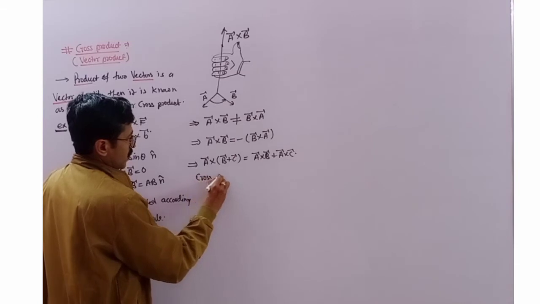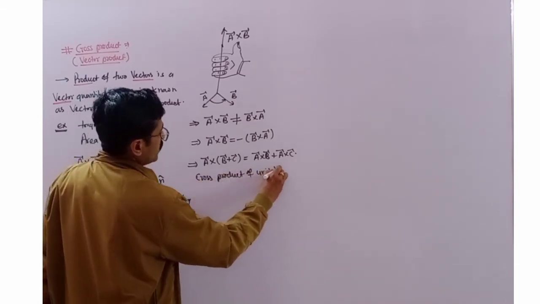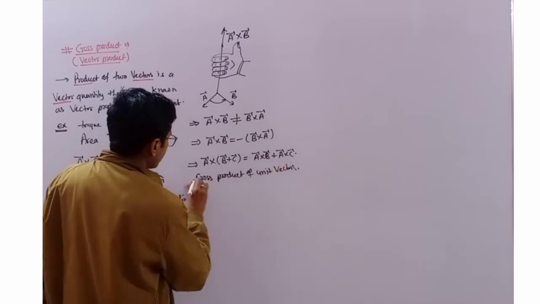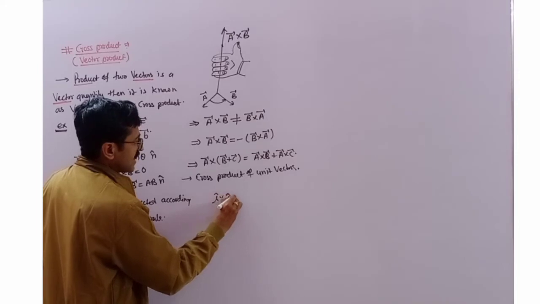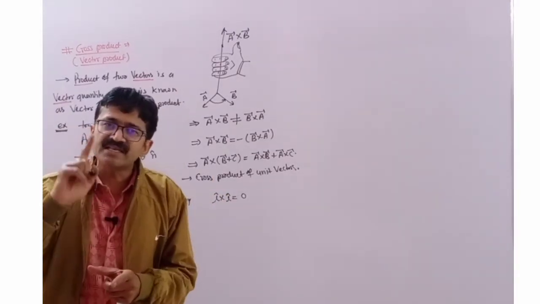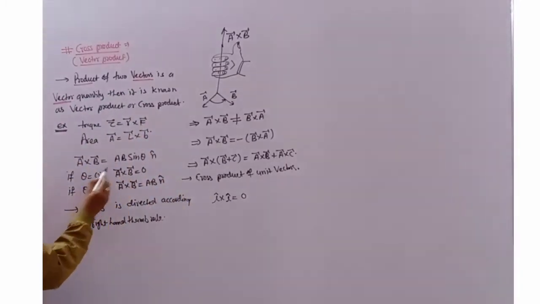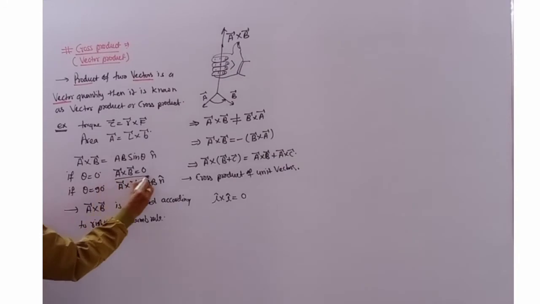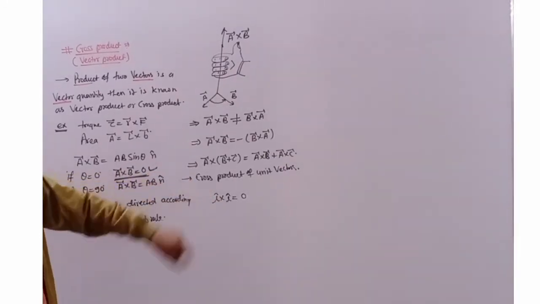Cross product of unit vectors. In the case of unit vectors, cross product will be like this. I cross I will be 0 because I and I both are in the same direction. So theta will be 0, and whenever theta is 0, I have told you A cross B is equal to 0. So this phenomenon is applicable here. I cross I is equal to 0.